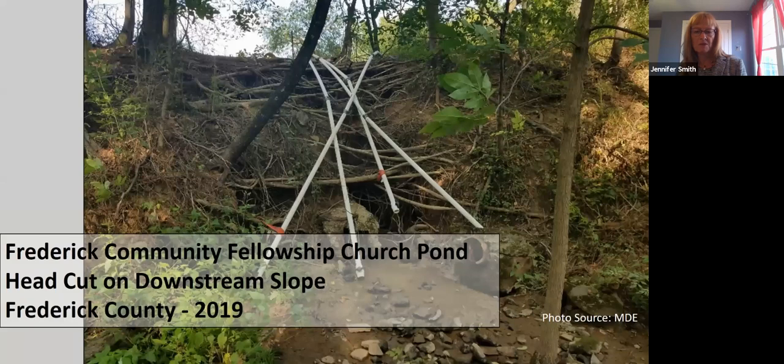Last year, the Frederick Community Fellowship Church Pond in Frederick County overtopped during heavy rain and nearly failed. The result was a large head cut on the downstream slope of the dam. These white PVC pipes are siphons installed by the owner to lower the water level as a first attempt to reduce failure risk. The owner of this pond ultimately decided to construct an engineered breach to remove the hazard.